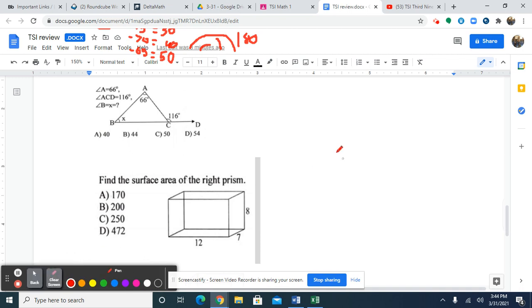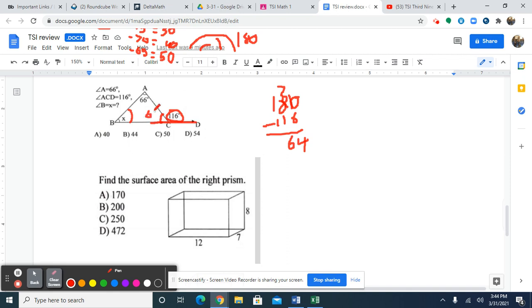Now looking at this next one, we're trying to find the missing angle. The angles inside of the triangle equal 180, but we need at least two of the angles. We have a straight line here though. So if this angle is 116, this angle has to be the difference between 180 and 116, which in this case is going to be 64.